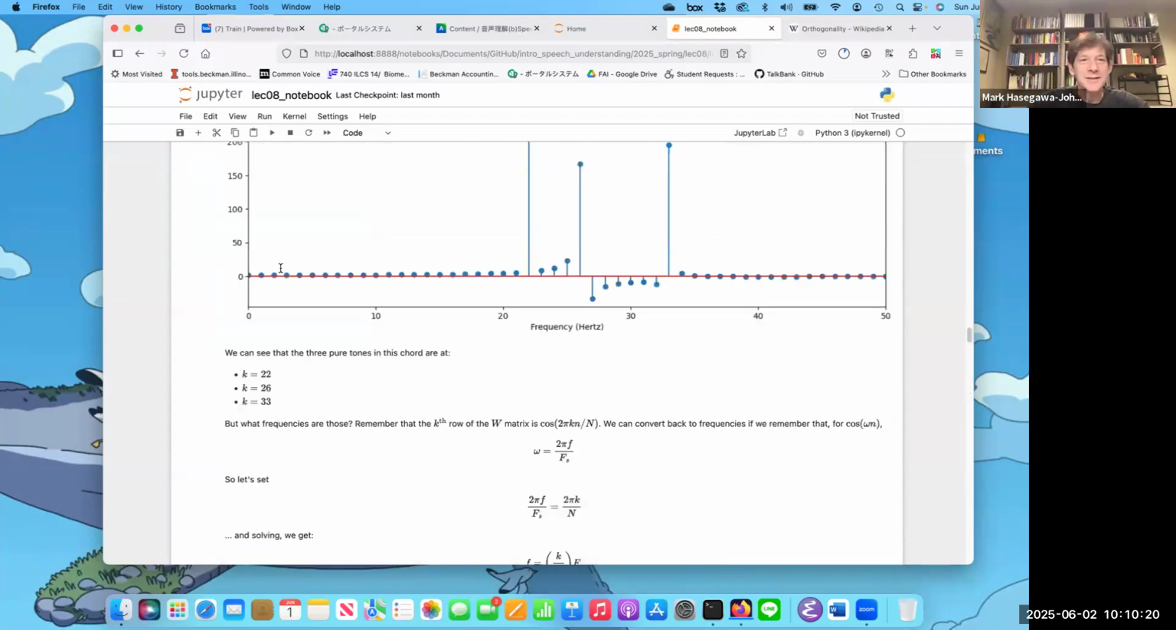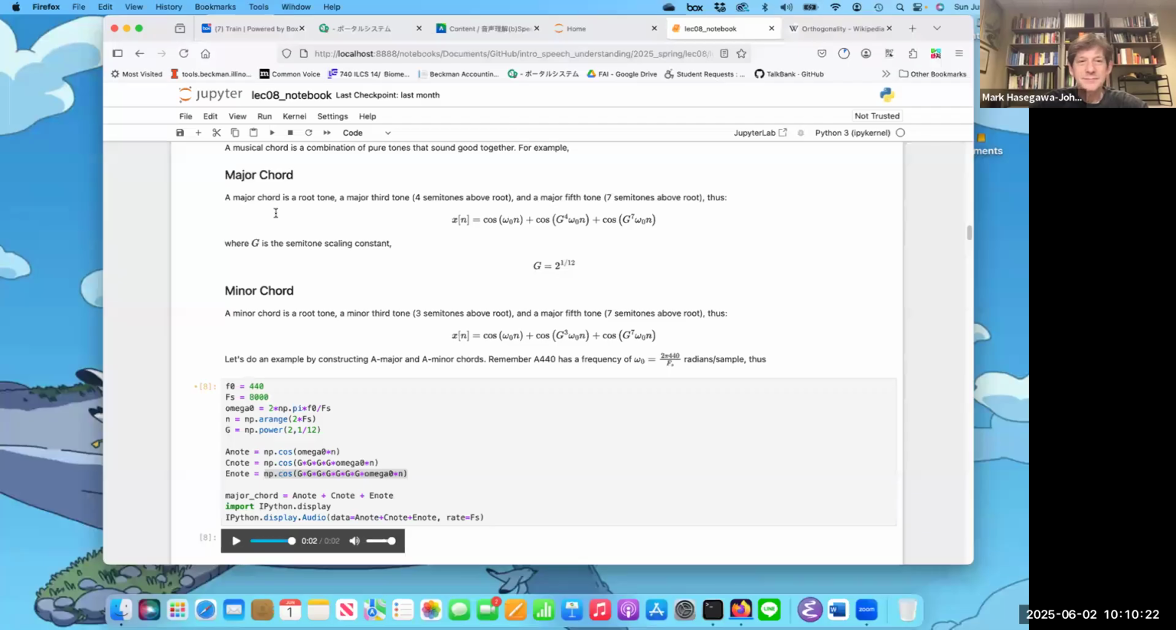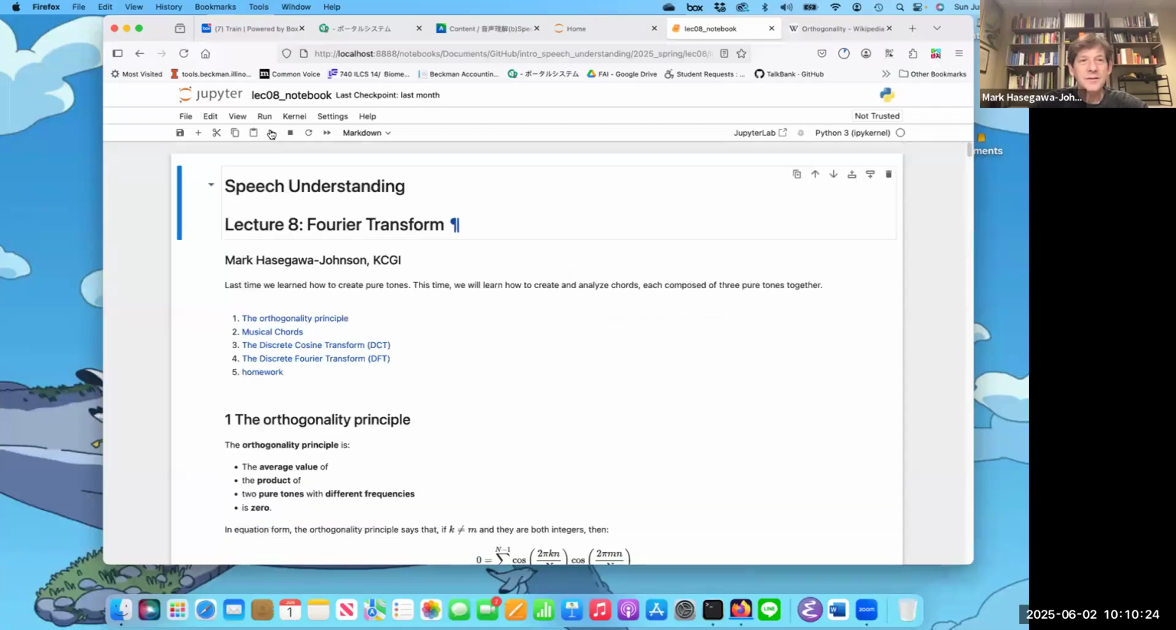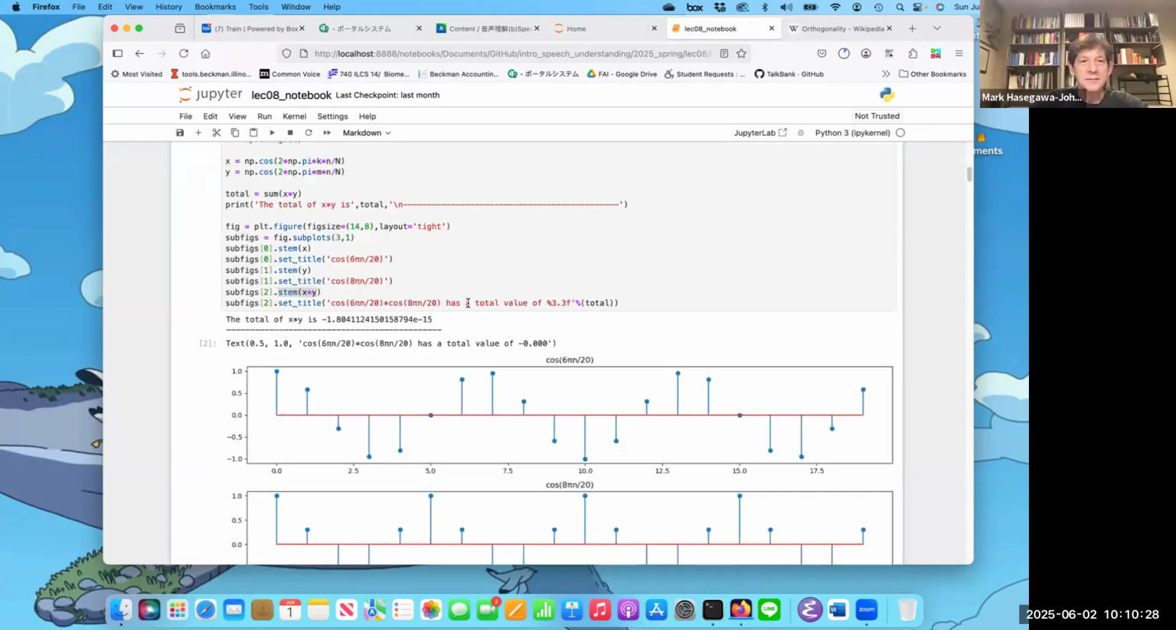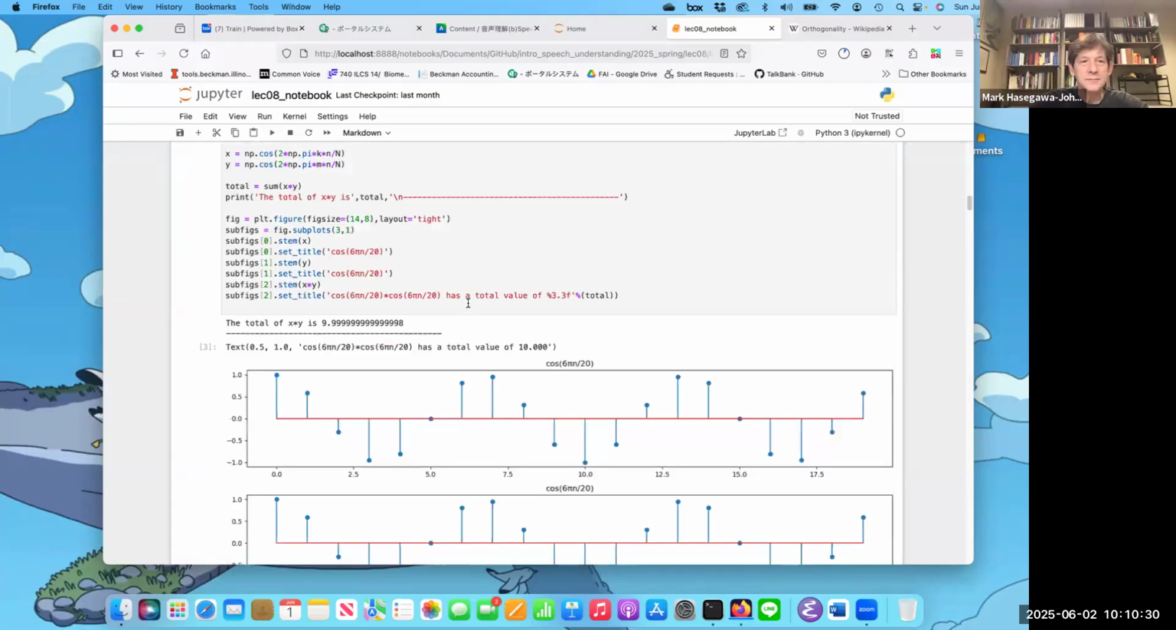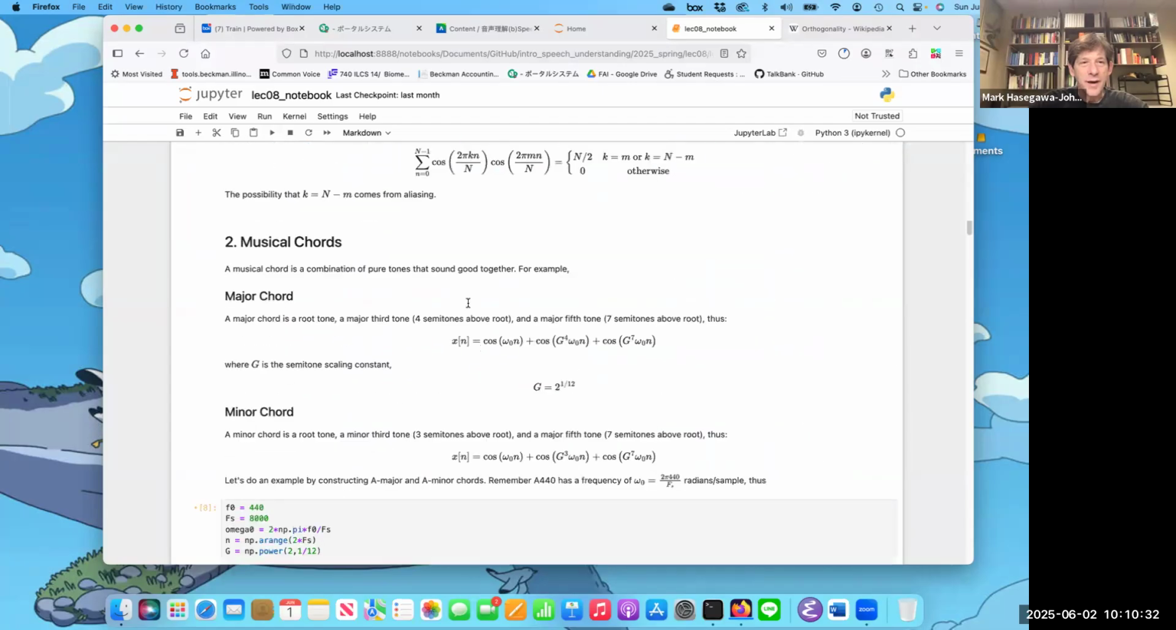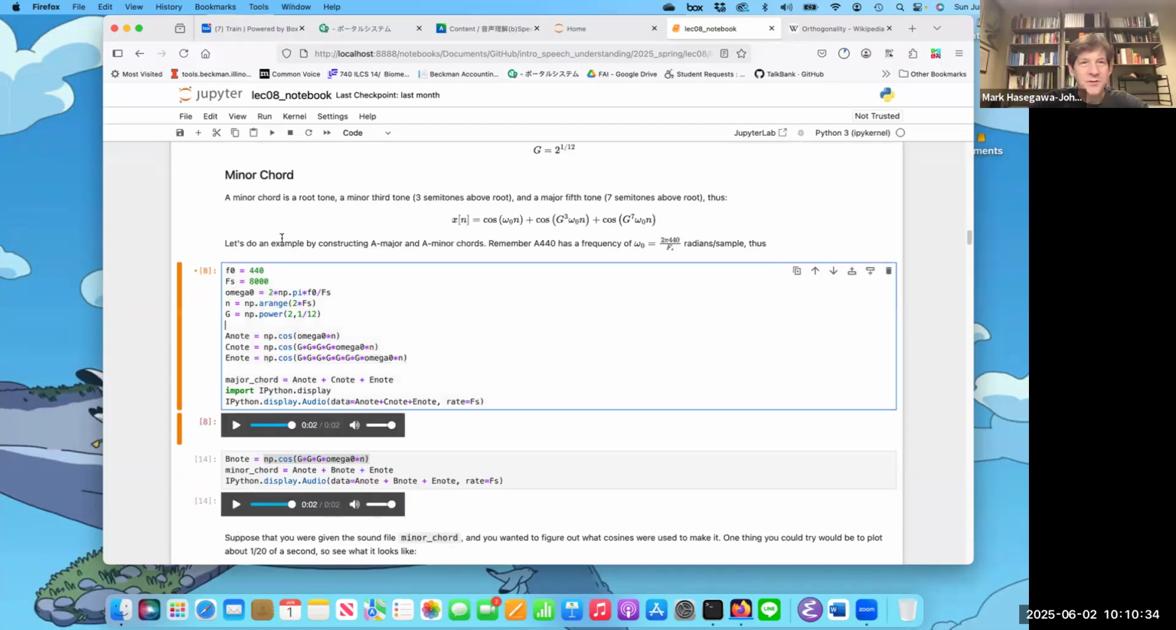Something's not working here. Let's see, what am I missing? My code has stopped working for some reason that I don't understand. Let's see, did this work? It seems to be.